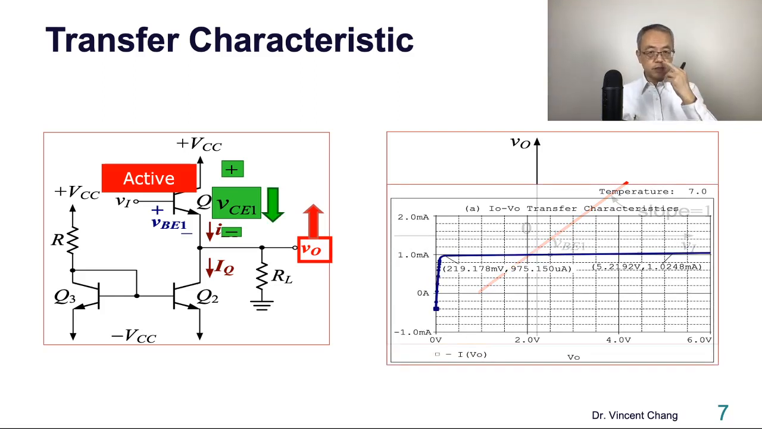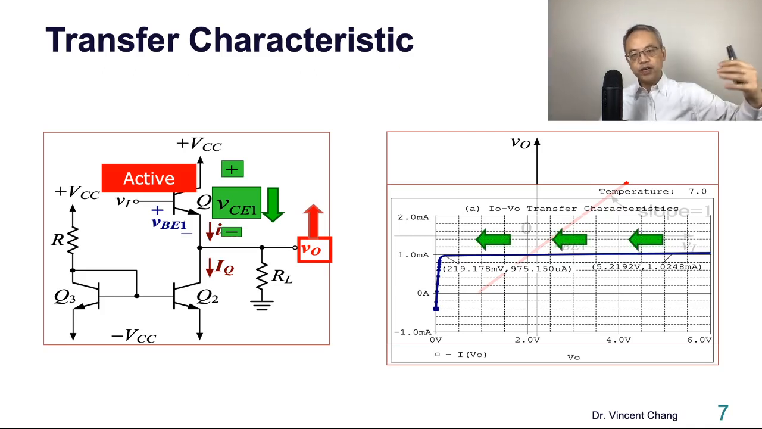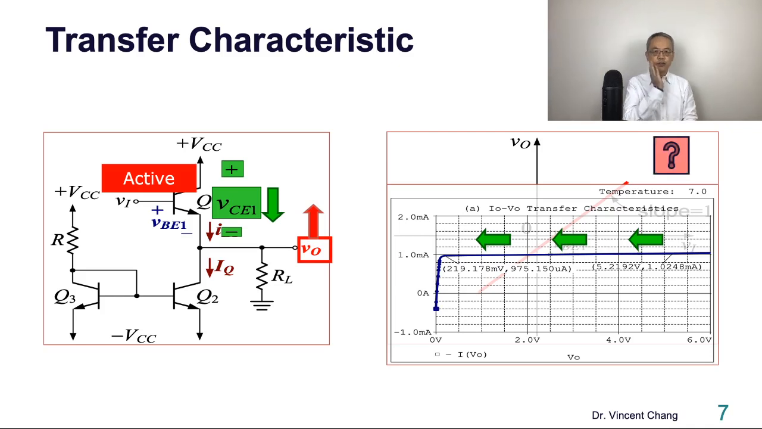So what's in your mind? Let's look at the right-hand side: IC versus VCE, the output characteristic of the key transistor. When VCE1 goes down, the green arrow, it moves toward what region? It moves toward the saturation region. So it has the tendency to leave the active region and go into the saturation region.